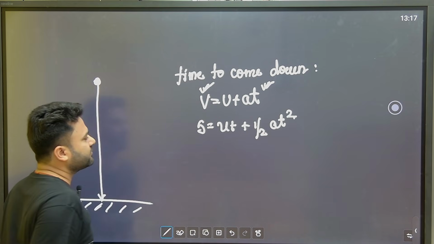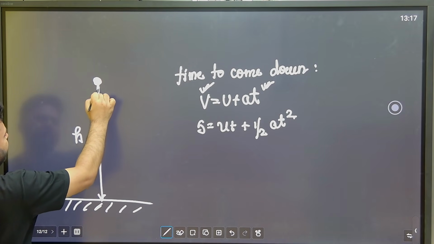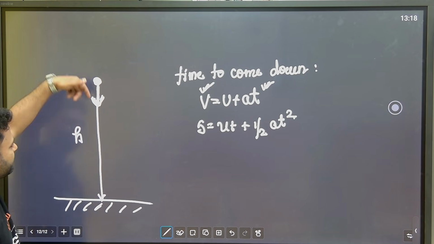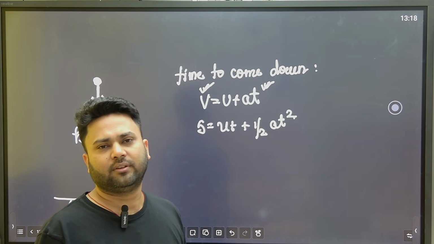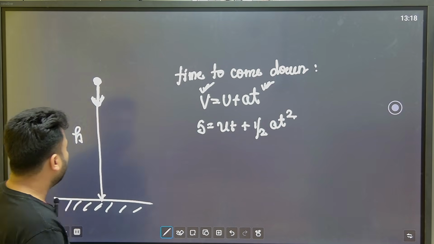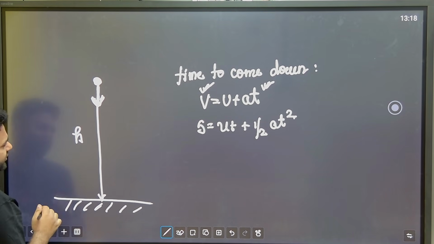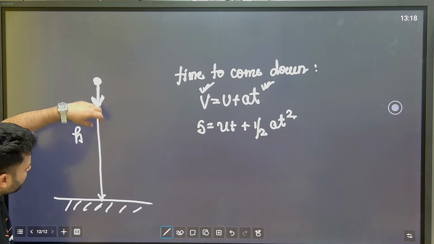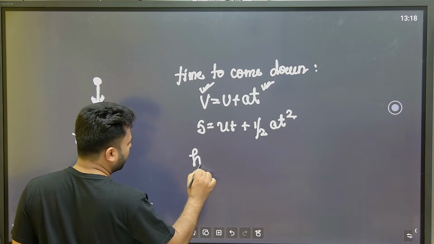Let's see. If you are releasing the ball, the ball is going in the downward direction. So this is the direction of motion. Along the downward direction, everything we will take positive, and opposite to that, everything we will take negative. So what is the displacement of the ball? How much distance is it traveling? h. So should we write plus h or minus h? The ball is going down, so displacement is like this. So we should take plus h.